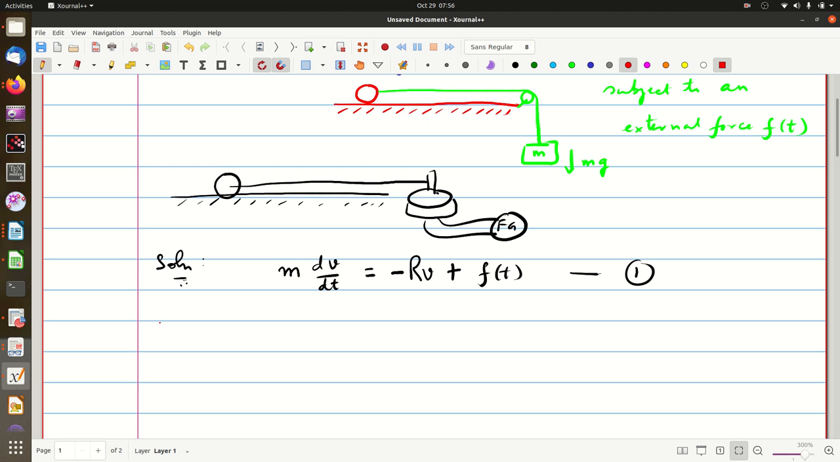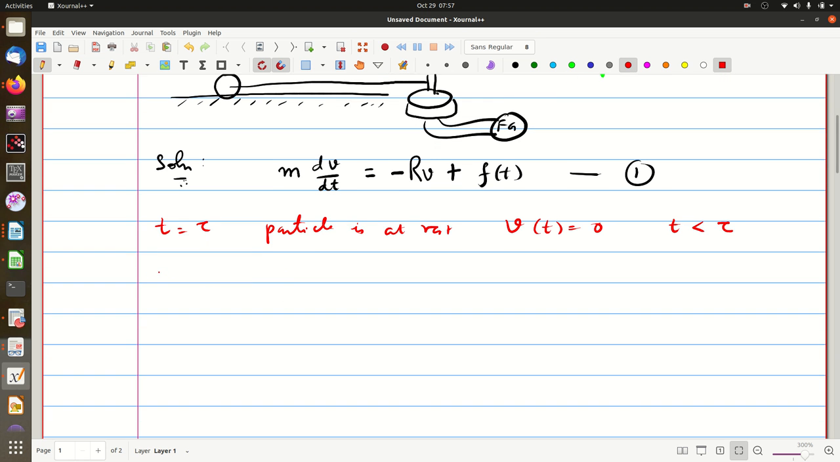That means up to the time t equal to tau, the particle is at rest. The particle is basically at rest. That means basically v of t is equal to 0 for t less than tau. Now at time t equal to tau, for a duration tau plus d tau, right? So that means for t equal to tau plus delta tau, where delta tau is an extremely small interval of time, let us say I give the particle a blow. A blow is given to the particle.